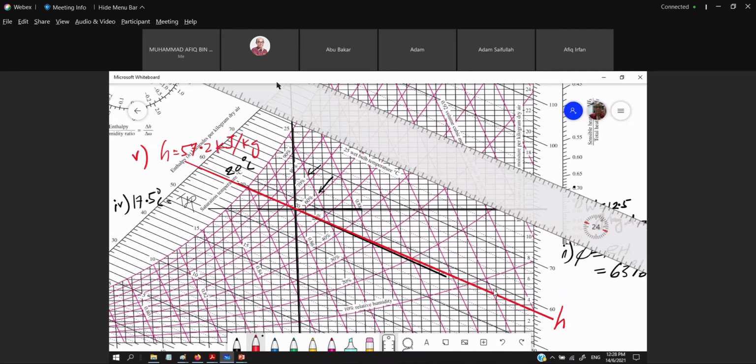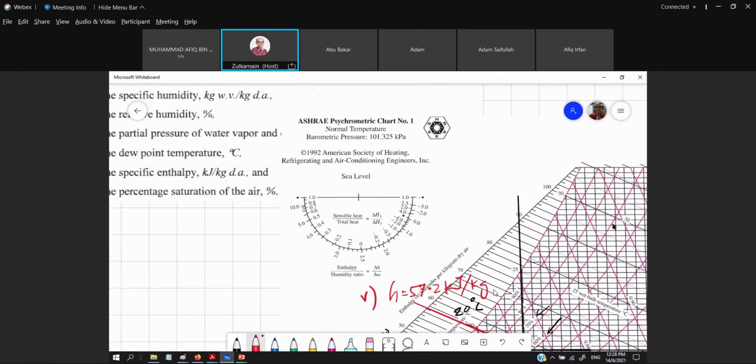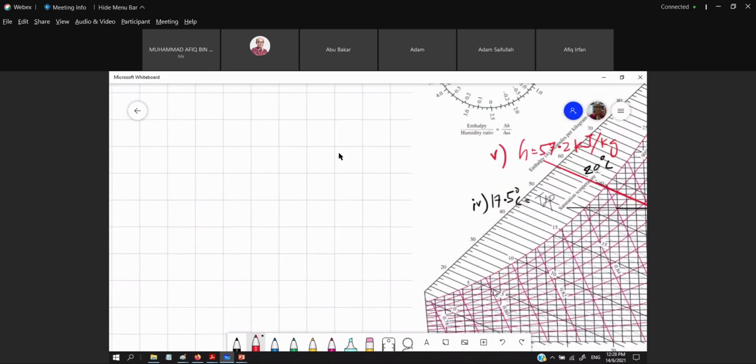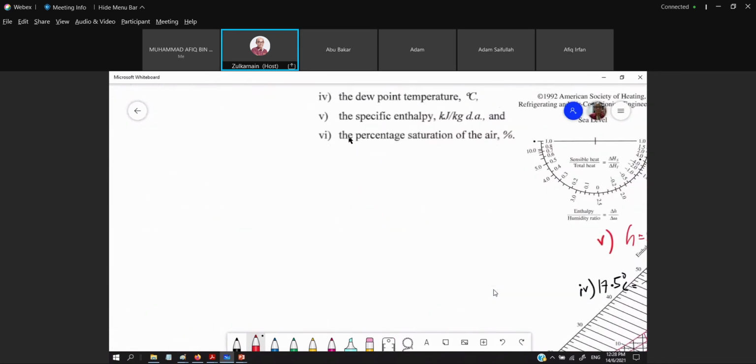Right? And then the next question is to get the percentage of number 6, the percentage of saturation of the air. So number 6, this is number 6. This is given as the psi, which is equal to omega divided by omega G saturated.